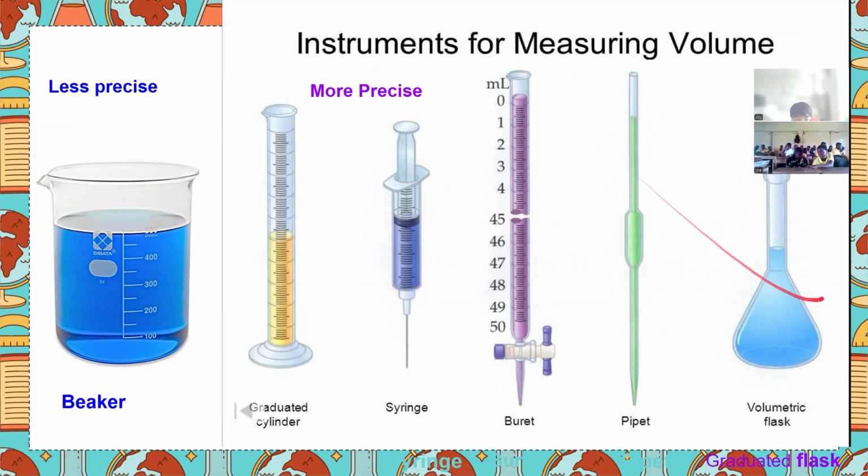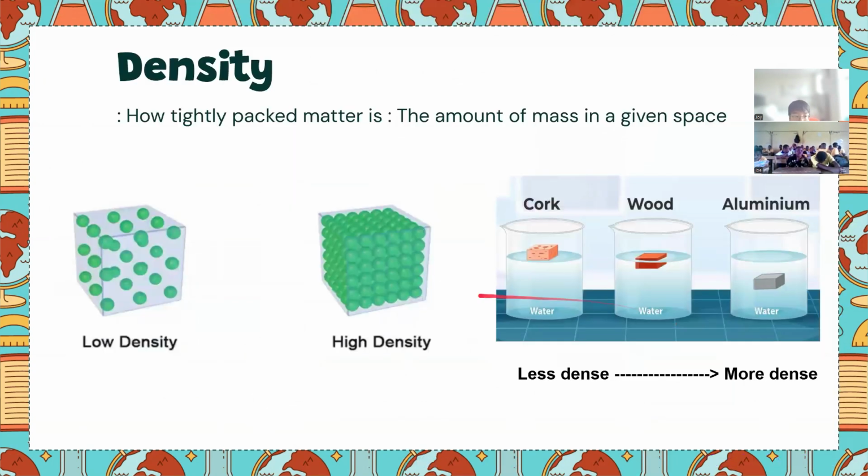So all these are different types of instruments for measuring volume, but one important note is that beakers are less precise, meaning that they are not as exact as some of the other ones, like graduated cylinder, syringe, burette, pipette, or volumetric flask. All of these are more precise than the beaker.